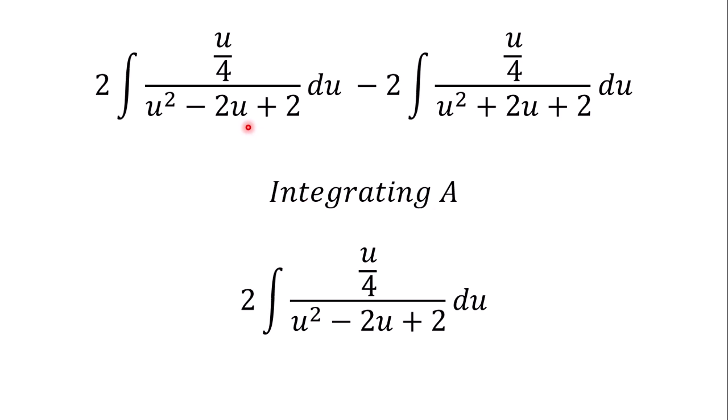So integrating A, this one is A, integrating A, u over 4 is the same thing as u times 1 over 4. So we will bring 1 over 4 at the back and it will multiply 2, and that will give us 1 over 2.